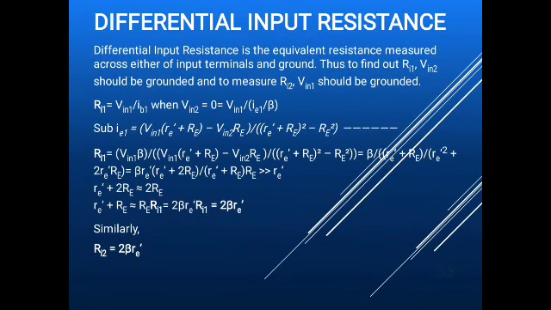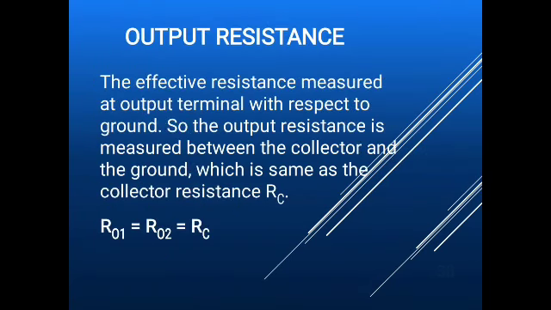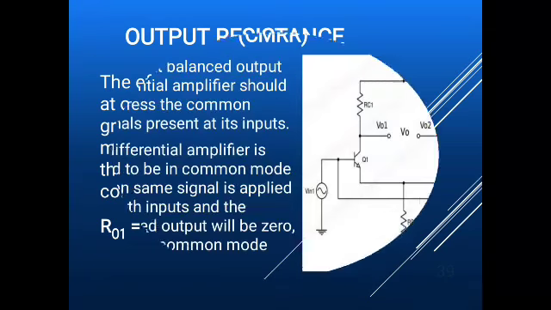Next, we have to find the differential input resistance. That RI1 is given by VR1 divided by V in 1 divided by IB1, and after derivation you can obtain that RI1 is equal to 2 times beta RE dash. Similarly, RI2 can be given as 2 times beta RE dash, and the output resistance R01 equal to R02, that is equal to RC.